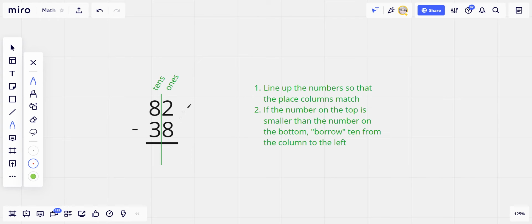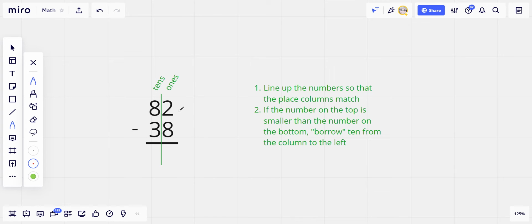In this problem, we are subtracting two-digit numbers again, and right away I see a difficulty. I can't just subtract the ones column and then subtract the tens column, because in the ones column, the number on top, 2, is smaller than the number on the bottom. So I can't take 8 away from 2. That would leave me with a negative number. I can't put a negative number down here. So what do you do in this situation?